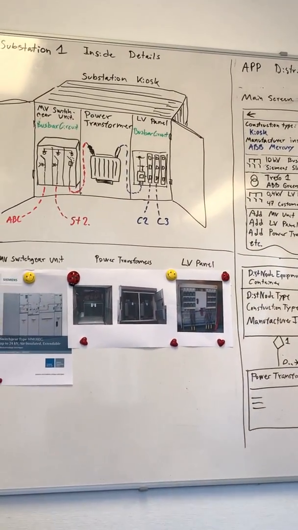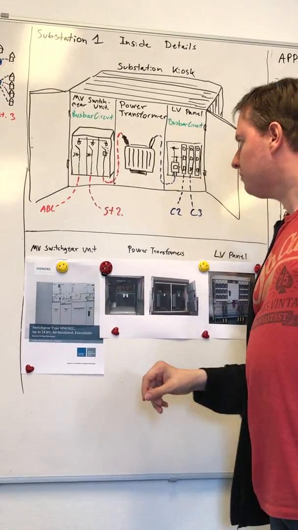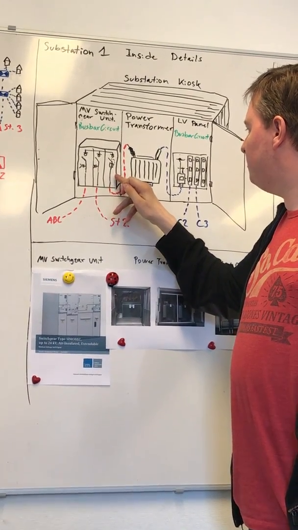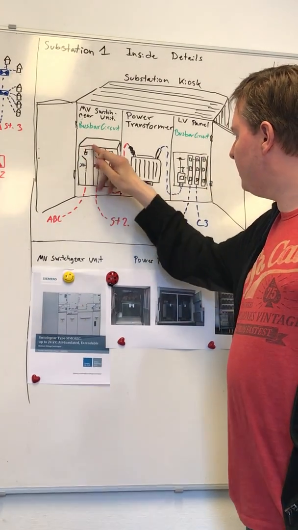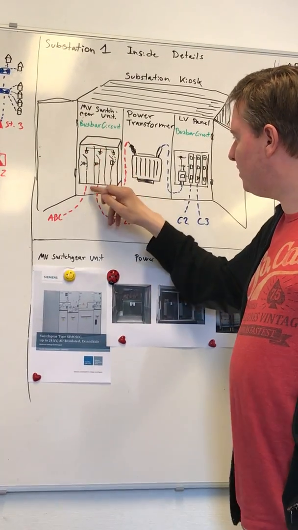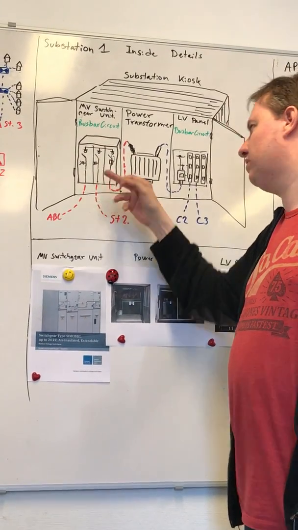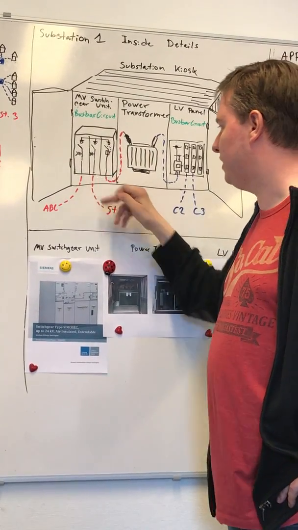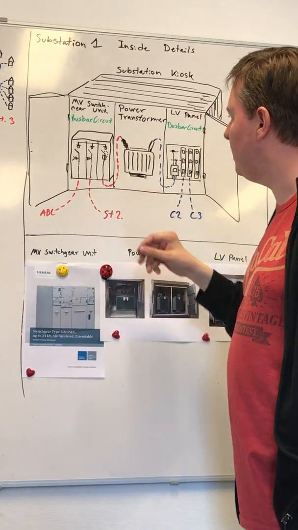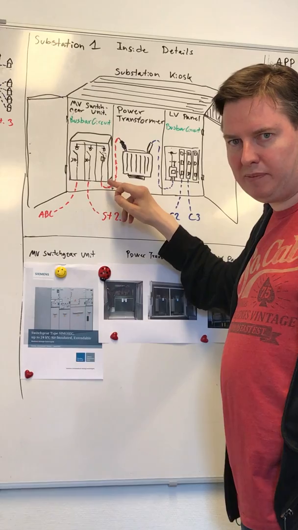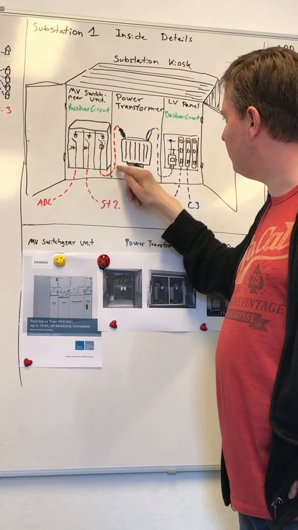So, yeah, it has 3 bays. The last bay here is, by the way, what we call a line bay because it's connected to a line. This one is also a line bay. Someone calls it a cable bay because it's connected to cable, but a more general name for it is a line bay. And this one here we call a transformer bay because it's connected to the transformer.